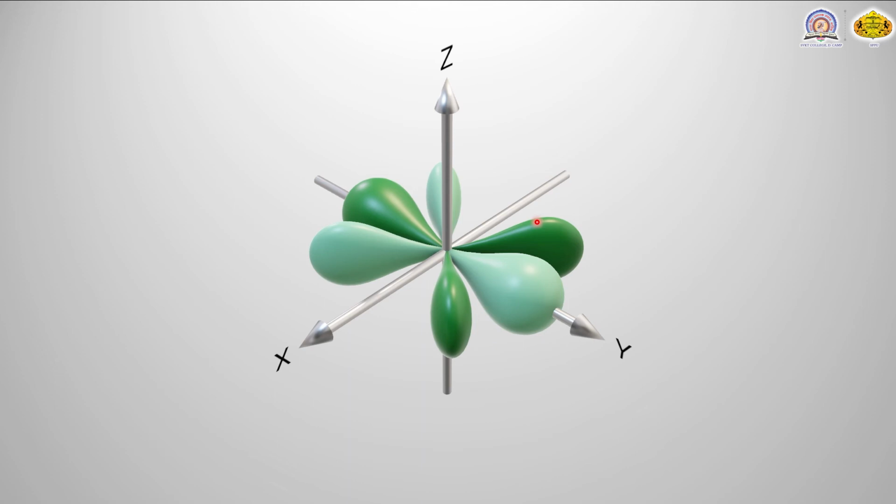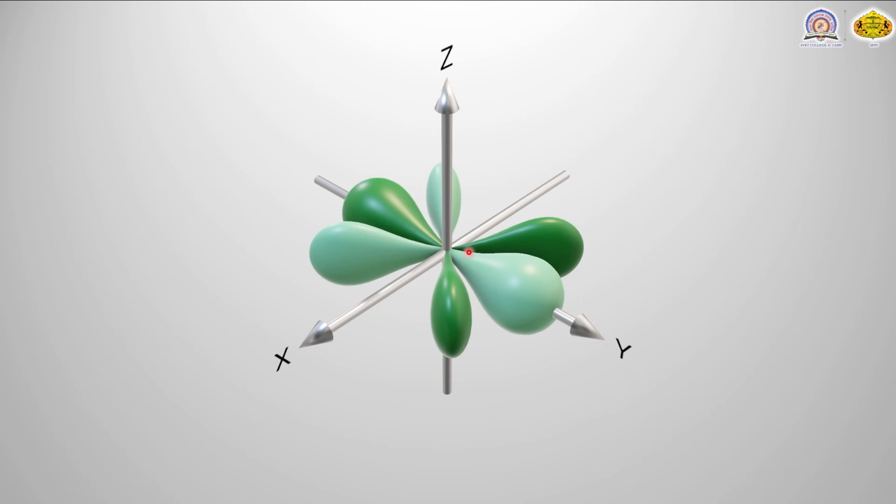At last, this is the f orbital, which is triple dumbbell in shape. So there are three orbitals oriented in different directions, so there are three different lobes. So this is what the representation of the 3D orbital, the f orbital, is.